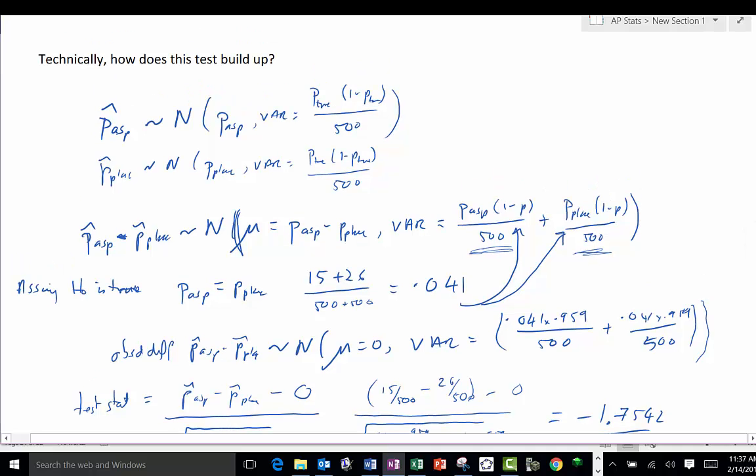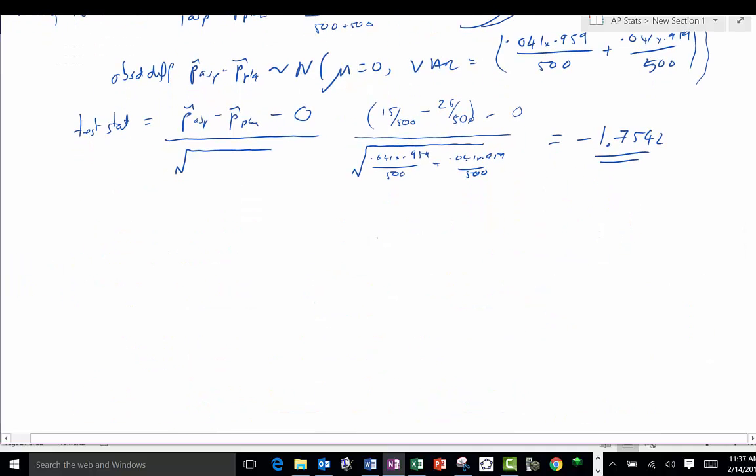But what does this actually mean? Well, we can look at the normal tables and say that the probability of getting a z-score further out than minus 1.7542, and we can use our normal tables and we find out that that is 0.04. This of course is the p-value.